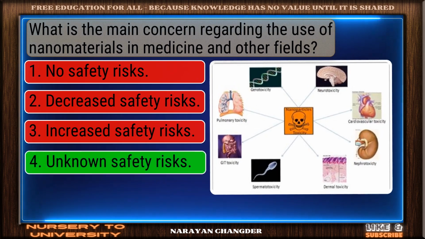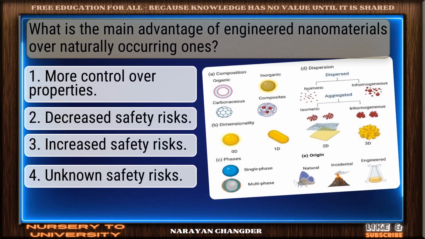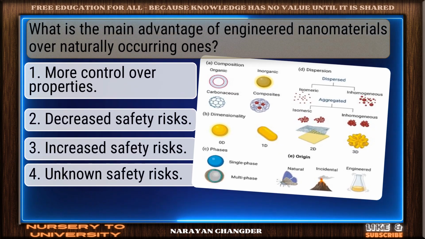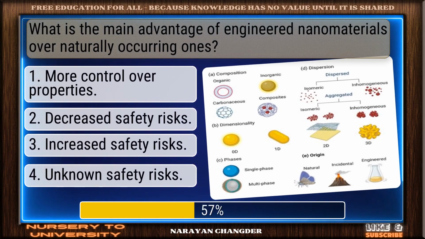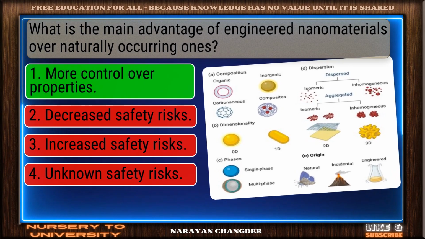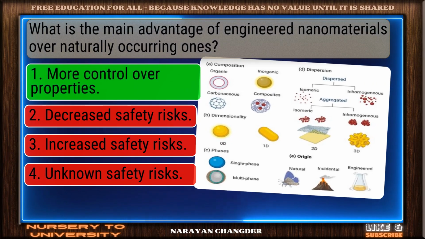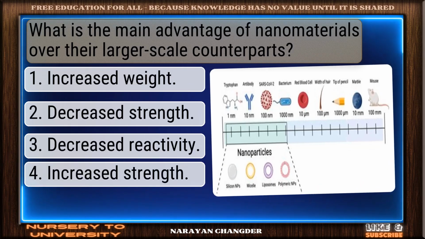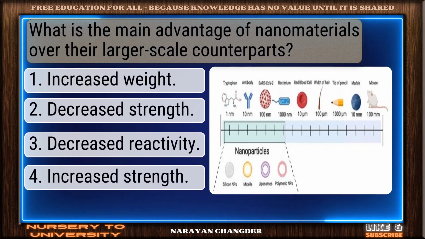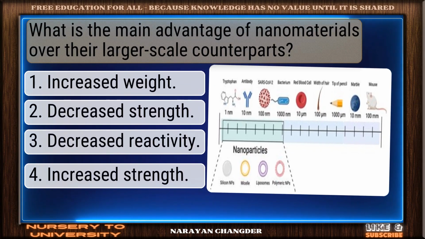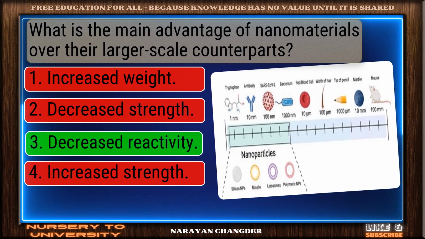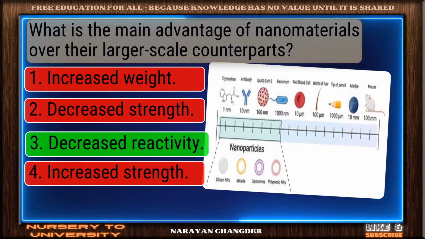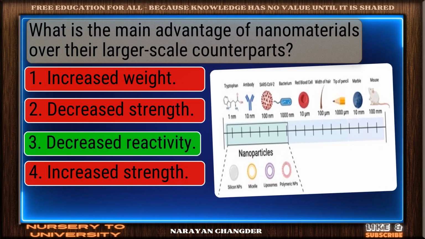And it is correct. What is the main advantage of engineered nanomaterials over naturally occurring ones? Bravo! More control over properties is the answer. What is the main advantage of nanomaterials over their larger scale counterparts? Right choice. Decreased reactivity is the best answer.